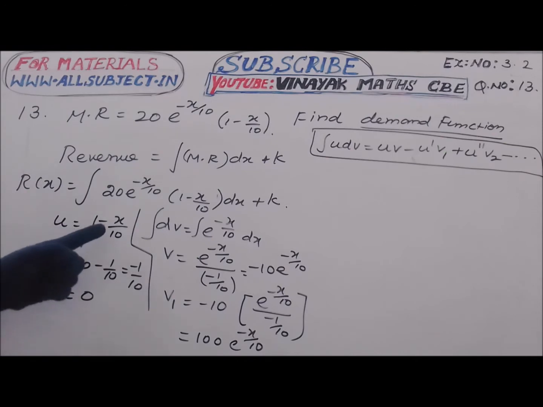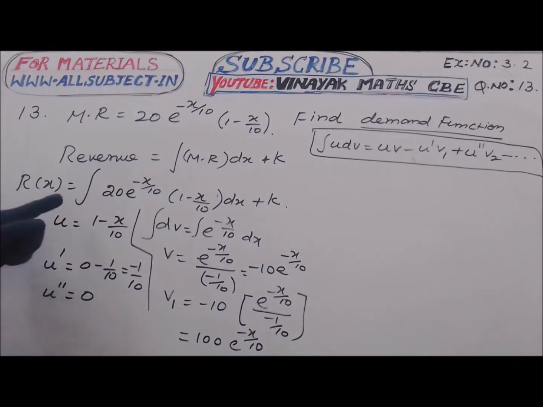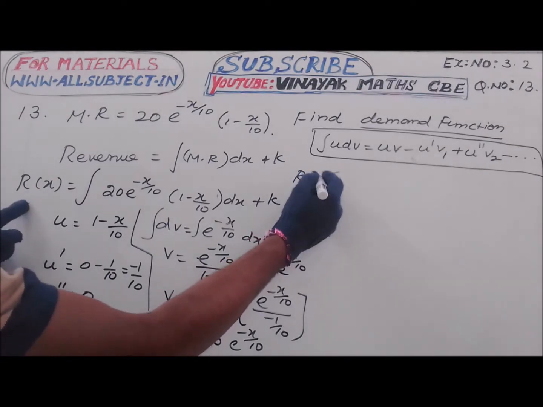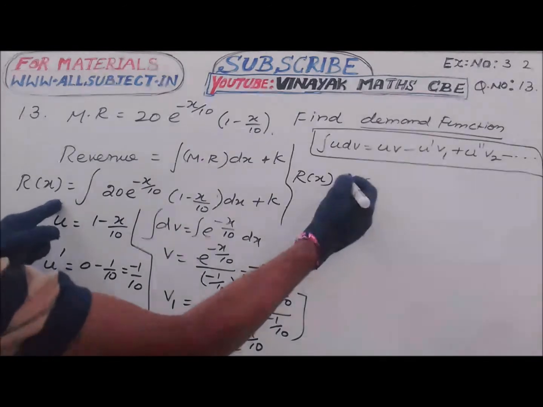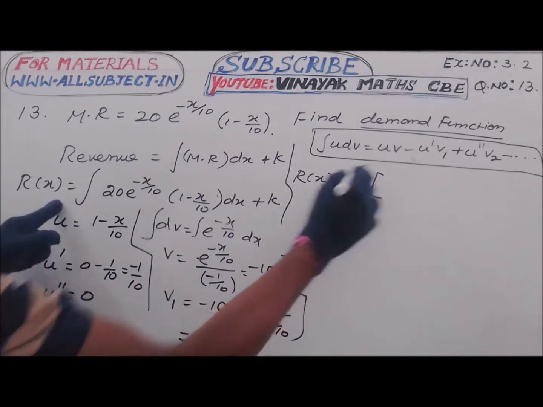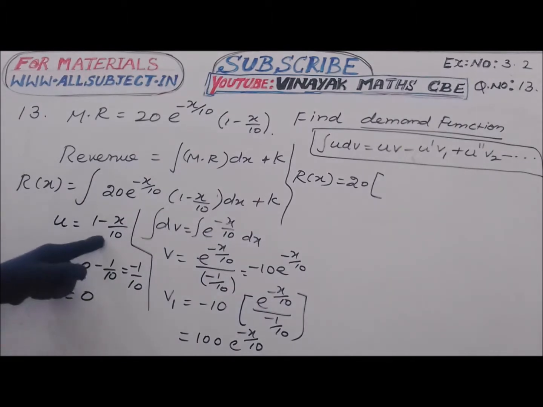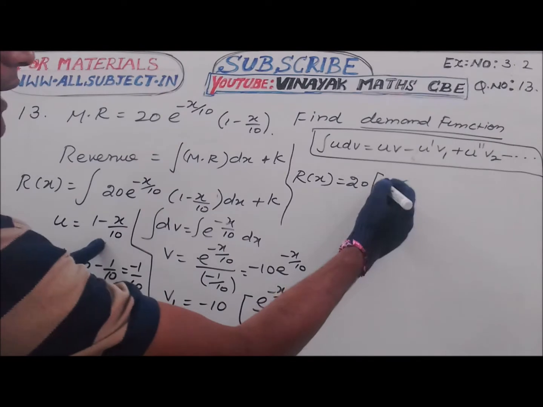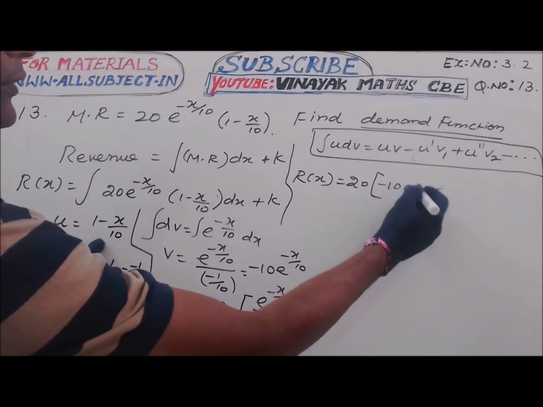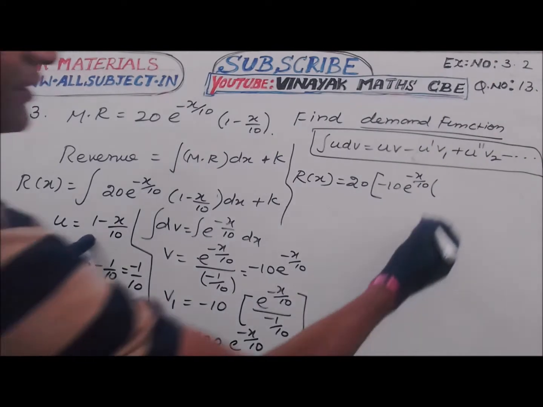So applying u dv1 in the formula, we will get r of x, the required revenue function. r of x is equal to 20, taken out as a constant, into, now applying the formula uv, where u is 1 minus x by 10 and v1 is minus 10 into e power minus x by 10, so minus 10 e power minus x by 10 into 1 minus x by 10.